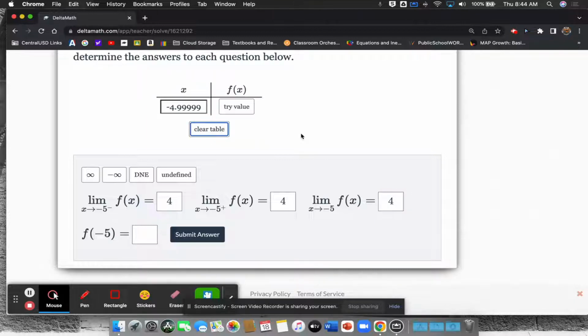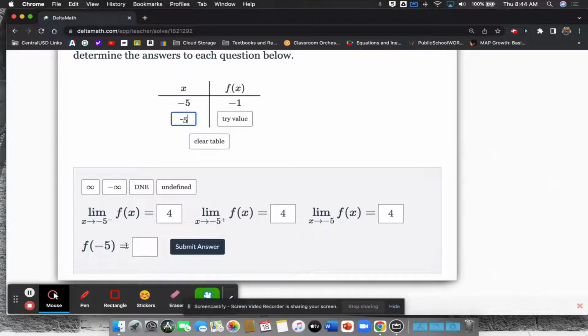Now let me clear the table. How do I answer the last question? How do I know the answer at -5? Just plug in -5 to the table. Yeah, plug in -5. -5, just plain old -5, and you get -1 as an answer. So they're approaching 4, but the answer is down here. So what type of discontinuity is that? It's a hole. Yeah, it's a hole. What if it was undefined? That means there would be an asymptote. Okay. But yeah.